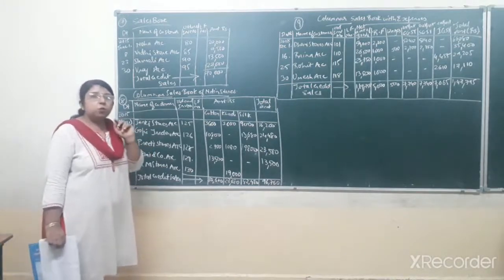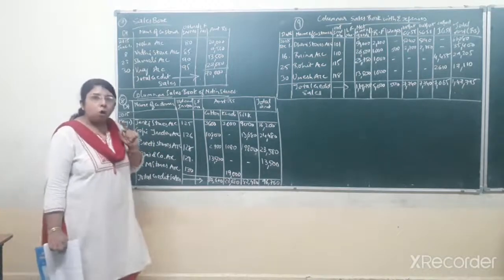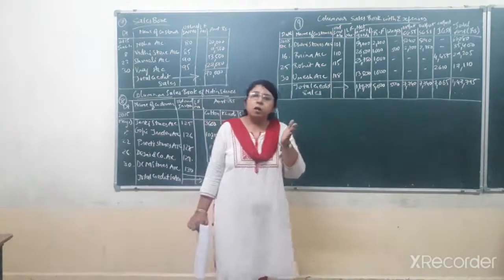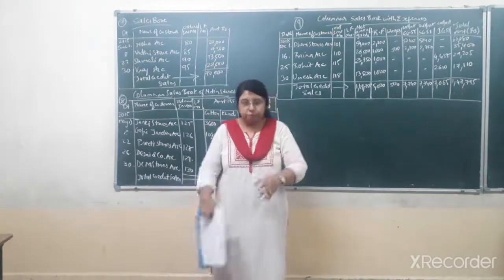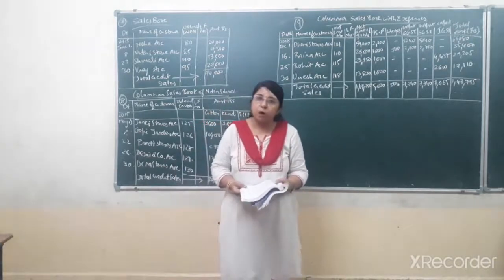Now I am teaching you the second example related to the sales book, in which we have to prepare a columnar sales book with different types of goods that the particular trader is selling. Okay. So for that I am reading question number 8 of page number 153.